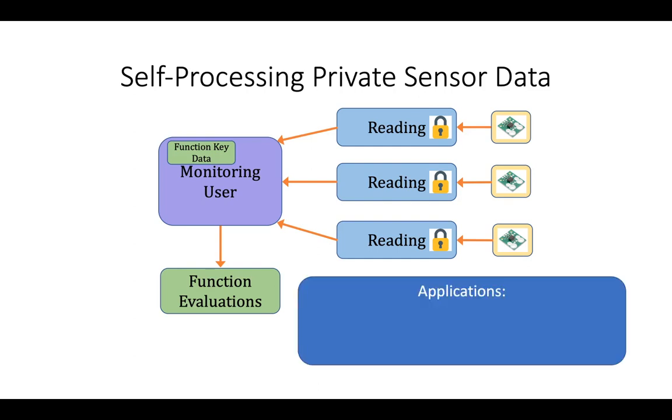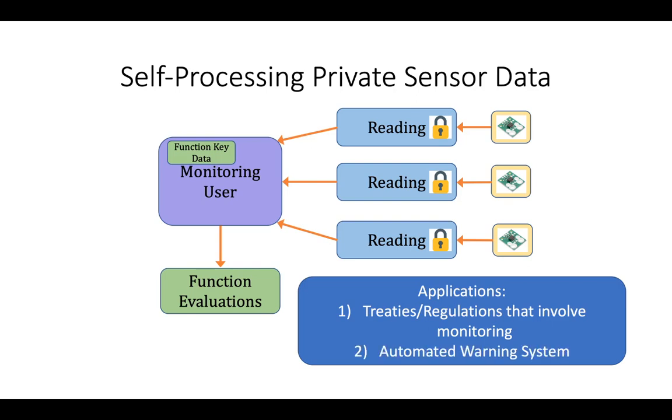Our self-processing private sensor data system could be used in several applications. For example, if a treaty is negotiated between countries or regulations are imposed on a company, the country or company could deploy sensors to make measurements, and the function evaluations could be used to ensure that they are complying. Then physical inspections would only need to verify that the sensors themselves had not been tampered with, as opposed to more intrusive inspections that would otherwise be needed to ensure compliance.